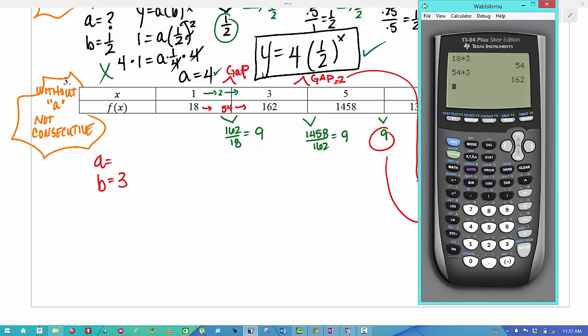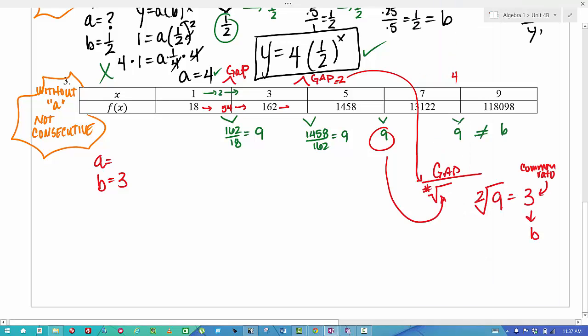The easiest way is to use this pattern that works between these terms, our common ratio multiplying up. If it's multiplying to the right, it means it's going to divide to go to the left. So if we take 18 and divide it by 3, we get down to the term at 0, which would be 6. So a is 6. And we could write our function pretty quickly, or our model for our function.